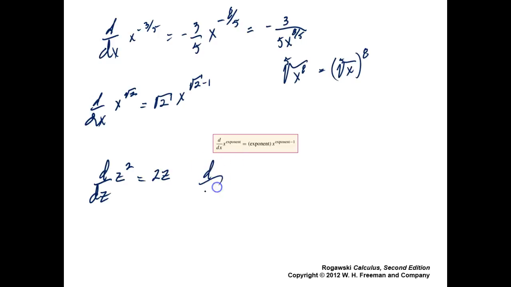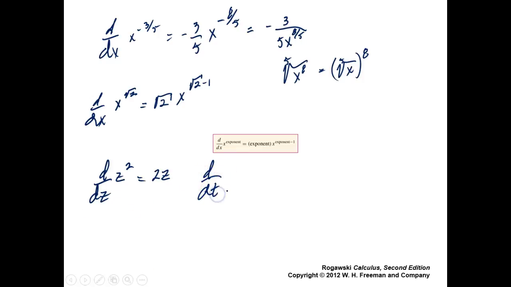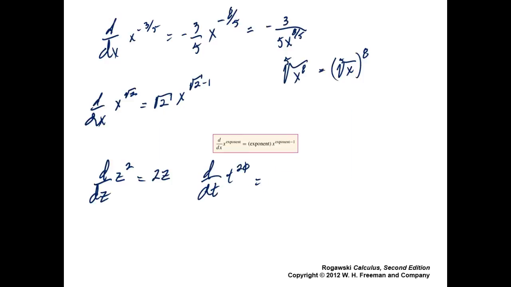How about this? d by dx, I'm sorry, d by dt, which sometimes look a lot alike, of t to the 20th. What would that be? 20t to the 19th power. Exactly. Very good. Okay. How about this one? d by dr of r to the 1/2.